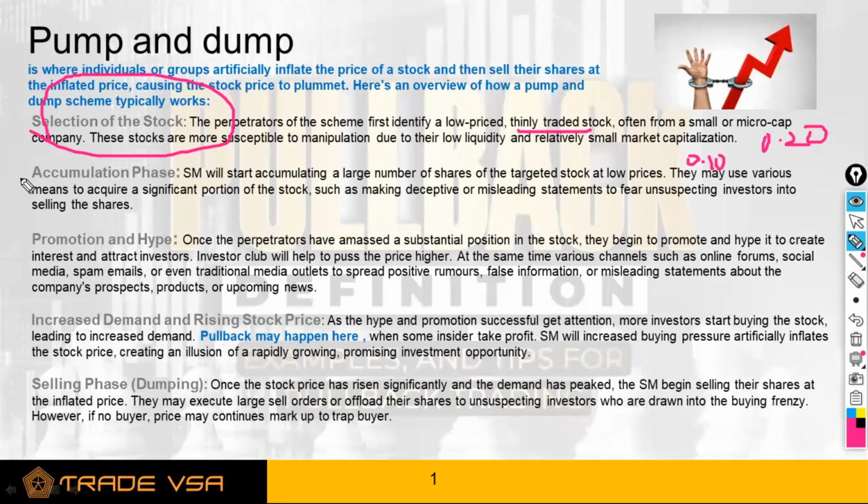Sometimes you can see some stocks in the accumulation stage. In the accumulation stage, everything looks very quiet. This is the preparation work of the smart money to start the accumulation with a large number of shares, sleeping for a very long time before everything comes in. This is the accumulation phase, and then you have the promotion and hype.